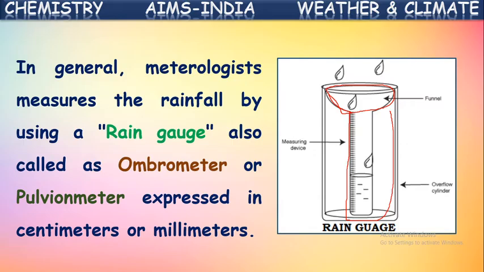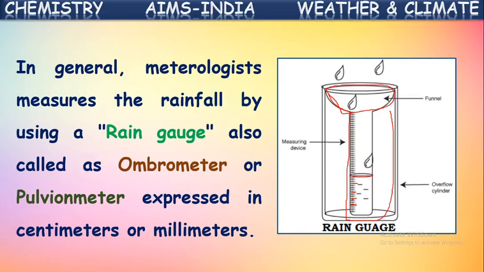Now, if it is kept in the rain in a particular place, it starts collecting rainwater through the funnel and it will be collected into this measuring jar. So the height of the water collected in this measuring jar gives the content or extent of rainfall in that particular area. Generally, this is measured in centimeters or millimeters.